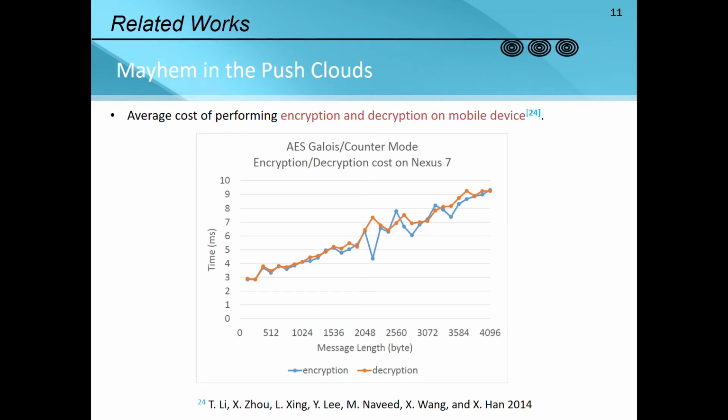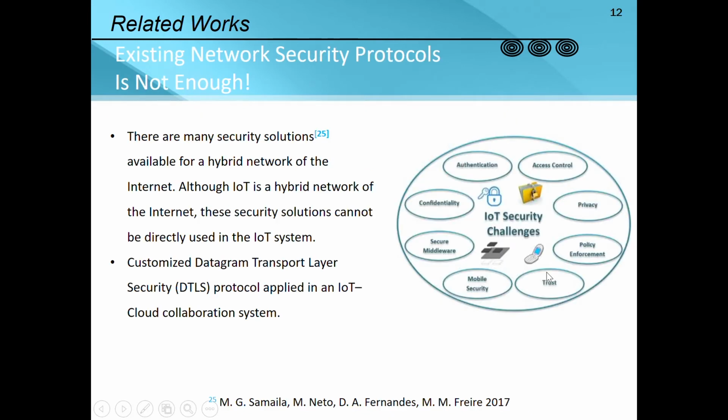Average cost of performing encryption and decryption on mobile device is shown here. Existing network security protocol is not enough. There are many security solutions available for a hybrid network of the internet. This security solution cannot directly be used in the IoT system.